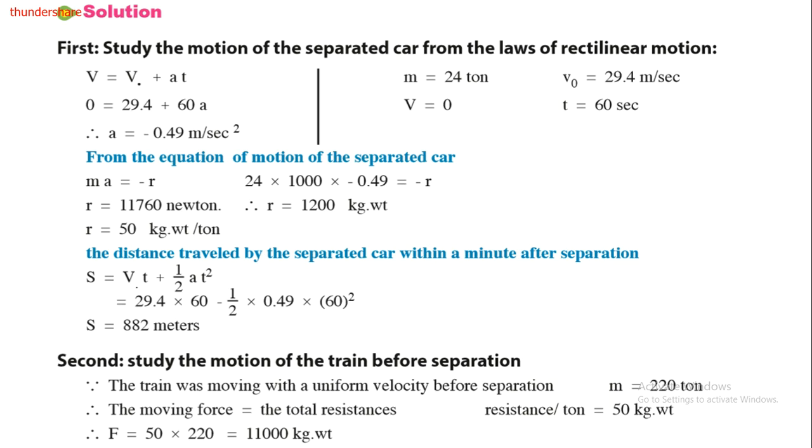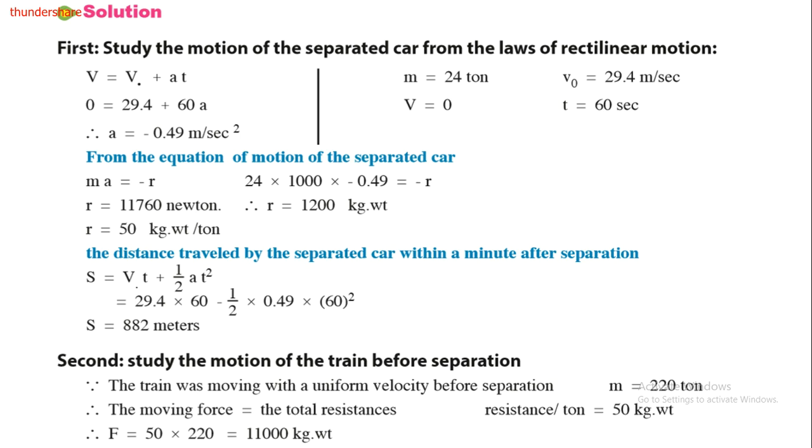Then R equals 1,200 kilogram weight, and then R equals 50 kilogram weight per ton. This is very important. This is the resistance per ton. If you need the resistance for the whole train, we multiply by the mass of the whole train. If we need the resistance of the car, we just multiply by the mass of the car. So you need to find the resistance per ton, and we found it 50 kilogram weight.